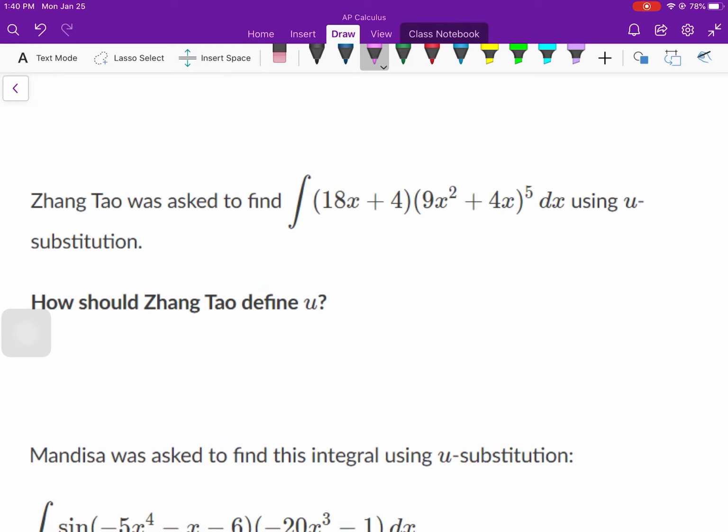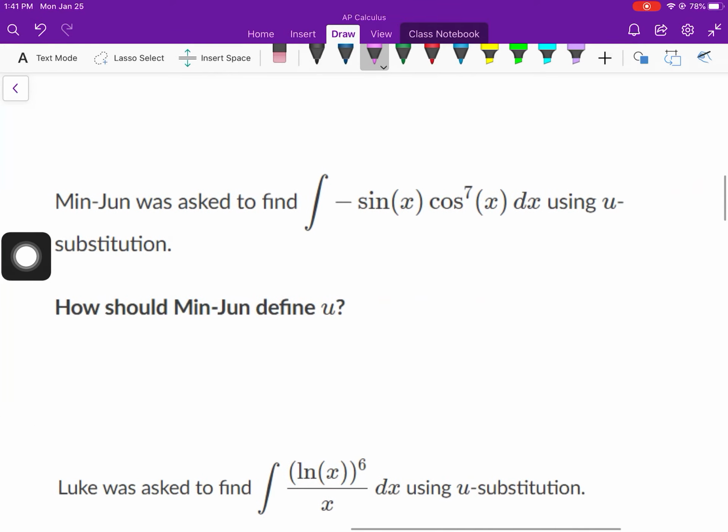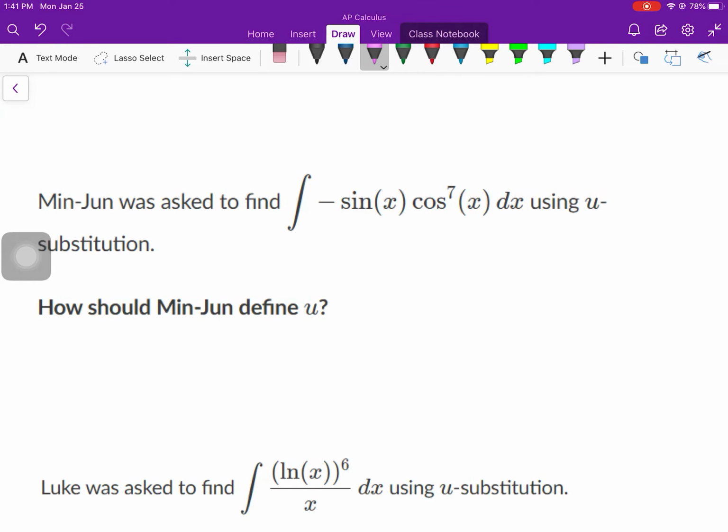Over here, if you look, an indicator is that this is all being raised to the 5th power. So this is going to be the inside function. Also, the derivative of 9x squared plus 4x is going to give you 18x plus 4. It's going to cancel that out. That would be the derivative of the inside. So u is pretty obviously, if you ever see an exponent, that's probably going to be your inside function. Just like right here, you may not see it right away.